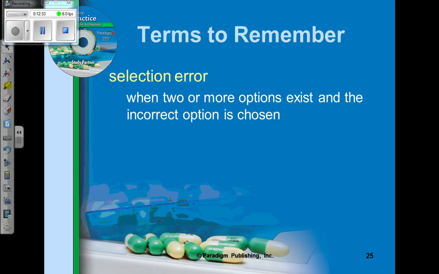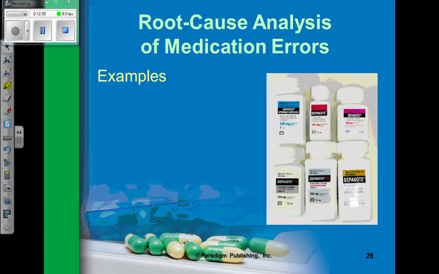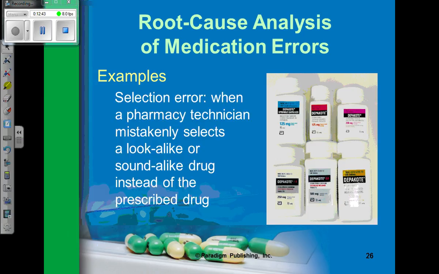Selection errors occur when two or more options exist and the incorrect option is chosen. These are showing you some examples of your selection error, such as when a pharmacy technician mistakenly selects a look-alike or sound-alike drug instead of the prescribed drug.